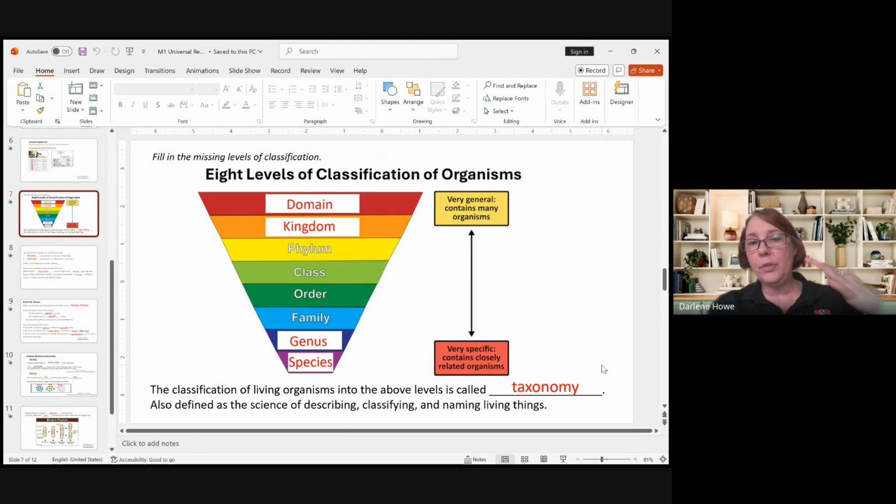So as you start in the domains, remember, we talked about the 3 main domains: bacteria, archaea, eukarya. Those are your 3 domains. Those are the biggest classifications. That's where all the organisms fit. As we start going down this organization, this upside down pyramid, we start getting fewer and fewer, more related organisms, okay? That's what's most important about this.